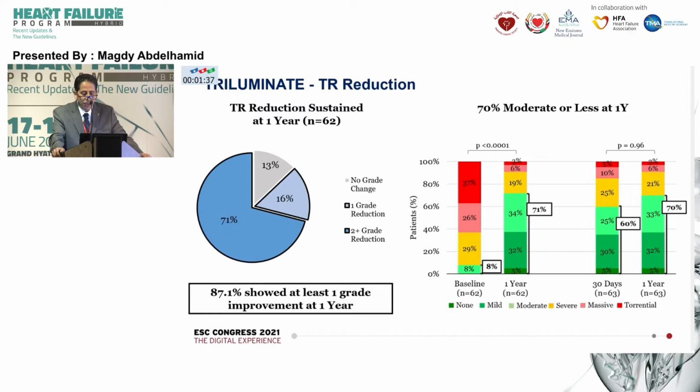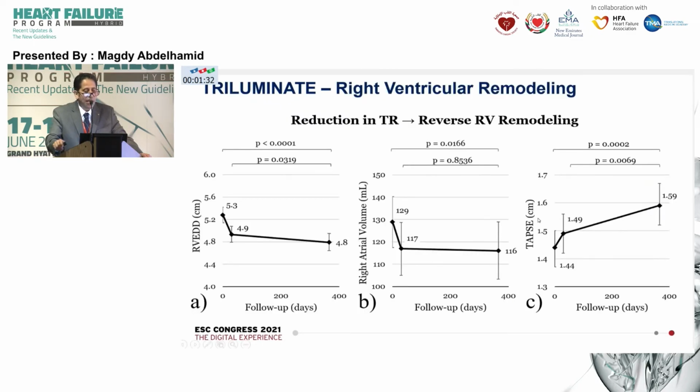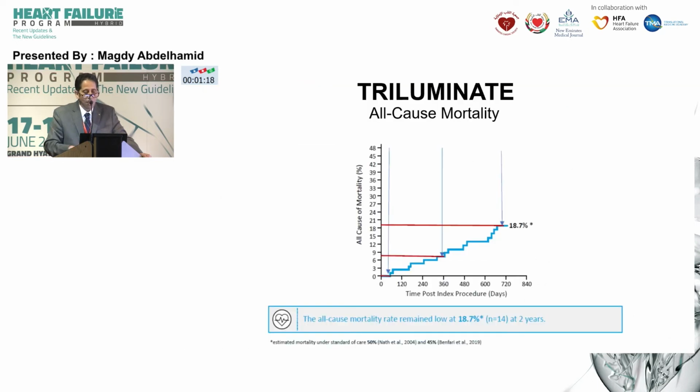And after 1 year, a significant reduction in tricuspid regurgitation severity. And not only that, but also a favorable effect on RV reverse remodeling, as evidenced by decreased right ventricular end-diastolic diameter, as well as right atrial volume and increase in TAPSE. All-cause mortality significantly decreased, 18.7%, and this is compared with 50% in estimated mortality under standard of care therapy.